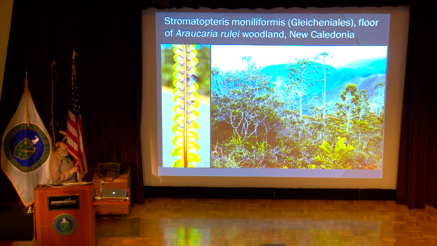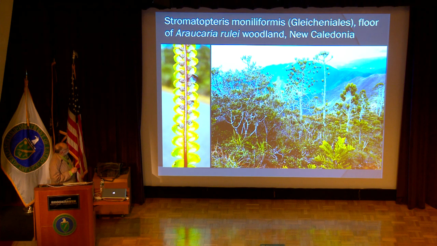Here's a really unusual fern. This is Stromatopteris moniliformis, which was the subject of a number of papers by an evolutionary plant morphologist, Bierhorst, back in the 50s, I think it was, and 60s. And this is where you find them. They're in the understory of an Araucaria woodland in New Caledonia. These are strange places. And it's just a single branch sticking up out of the earth. I think the rhizome has rhizoids instead of roots. This is a very strange plant.